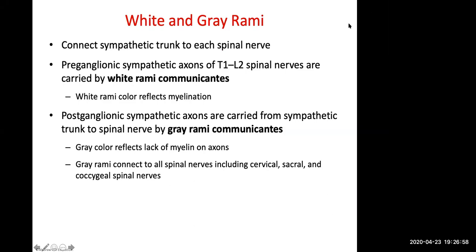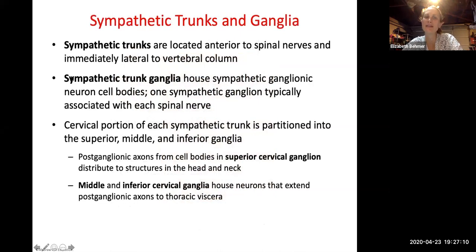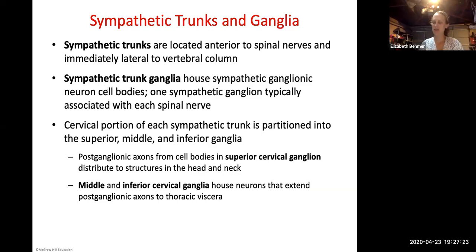So did we already answer D, sympathetic trunk ganglia? What are we writing for that? You should know that the sympathetic trunk ganglia house the sympathetic ganglionic neuron cell bodies, and they're located lateral to the vertebral column. So the trunk is located directly lateral to the vertebral column on either side, and the ganglia house the sympathetic ganglionic neuron cell bodies. That's all you need to know about that.